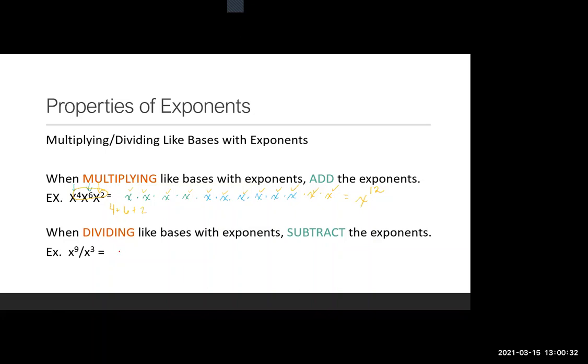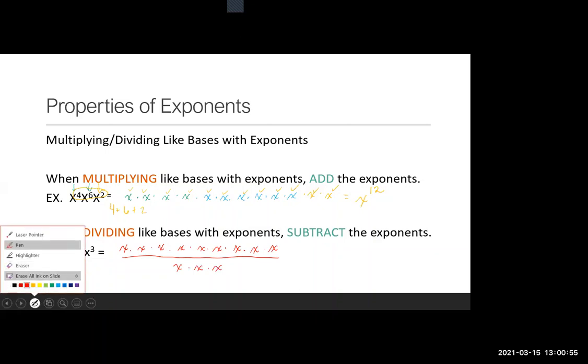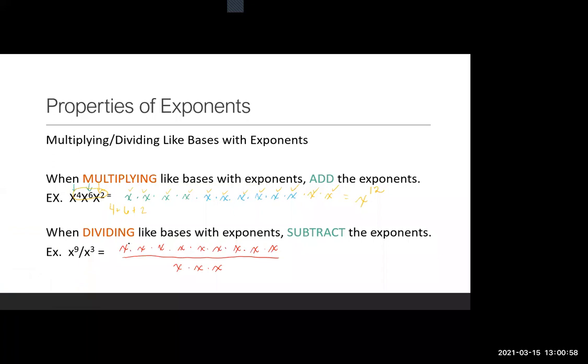So x to the 9th means to write the x's 9 times and multiply them. And then x to the 3rd means to write the x's 3 times and multiply them. Now, for every x that's in the top, you have one that cancels in the bottom. So how many x's do you have left? 1, 2, 3, 4, 5, 6. So you get x to the 6th.